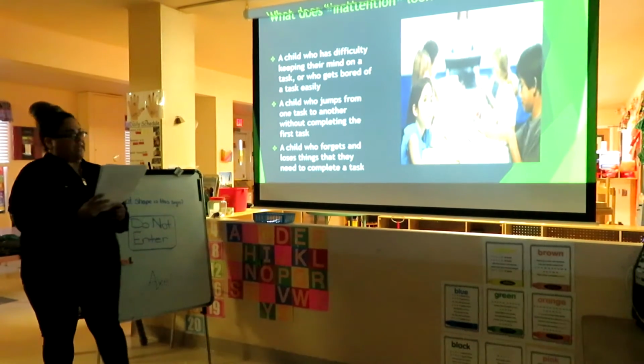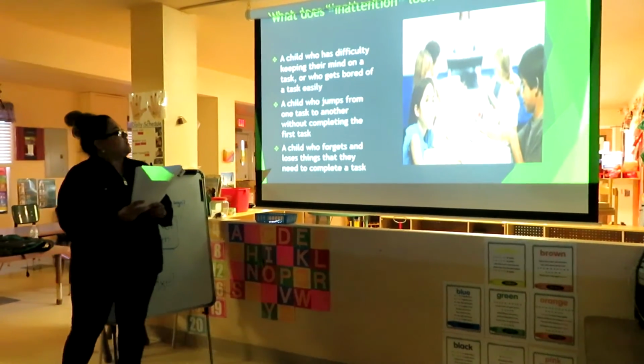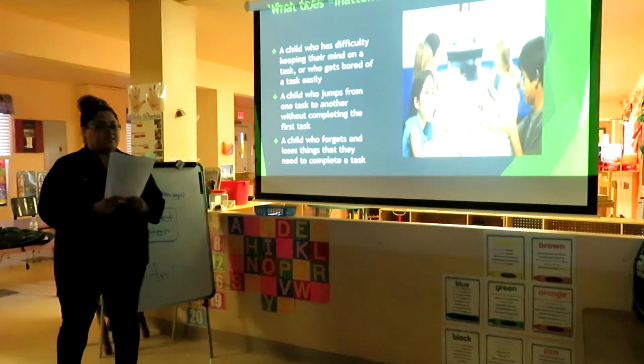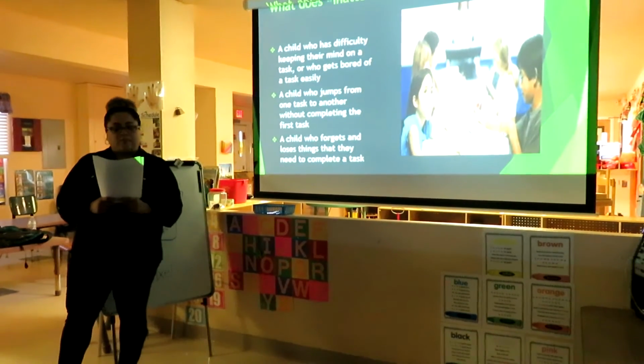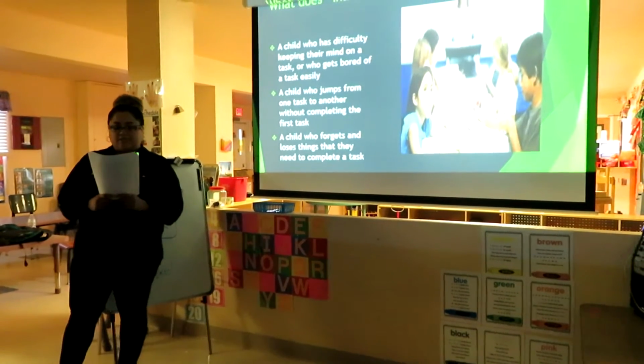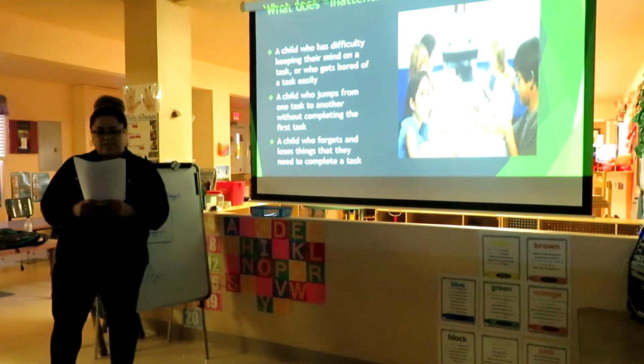What does inattention look like? A child has difficulty keeping their mind on a task or gets bored of a task easily. A child jumps from one task to another without completing the first task. A child forgets and loses things that they need to complete a task.